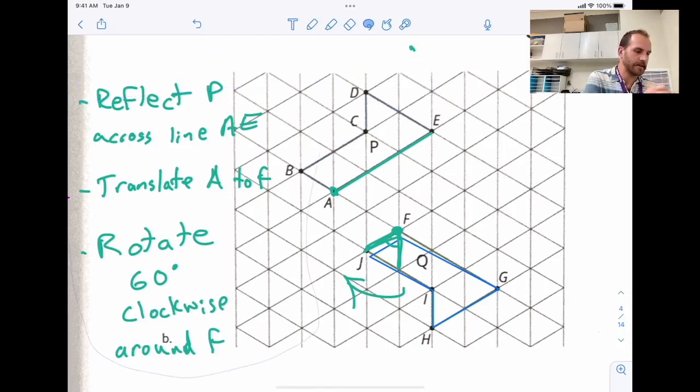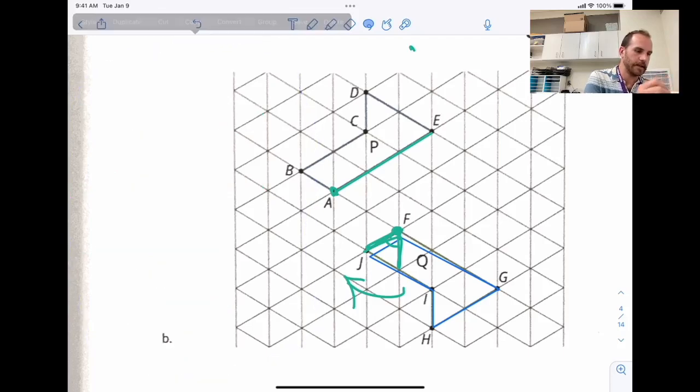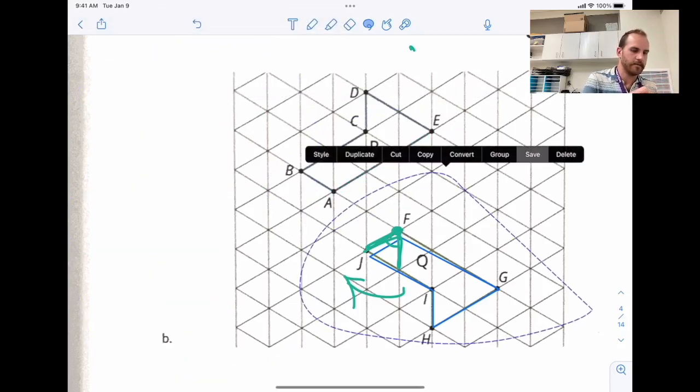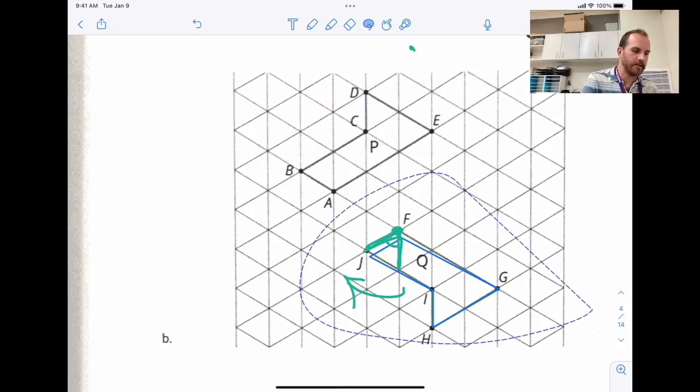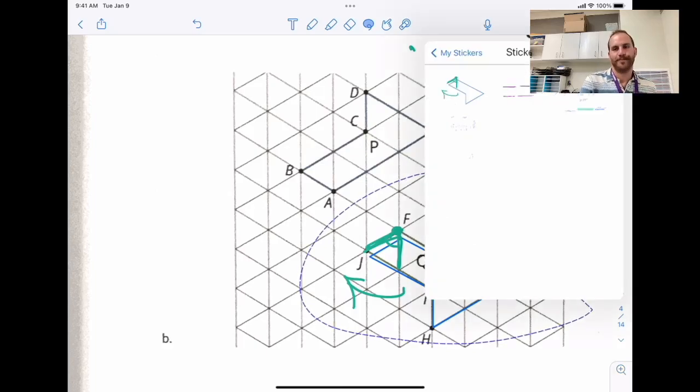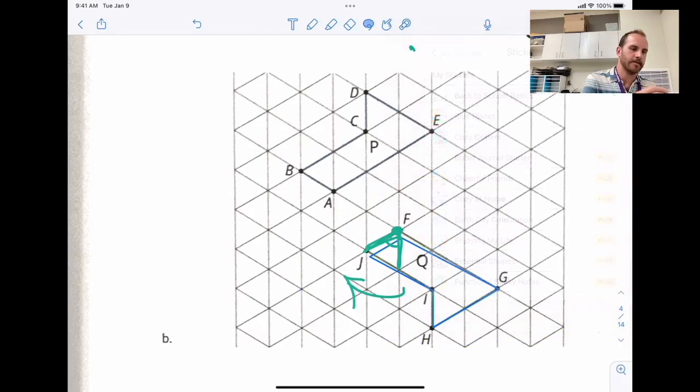All right, let's get rid of this stuff. Get out of here. I guess I could just do this later. Meh. No, don't save it. My stickers. No, I don't want to do that. I want stickers. I want out.